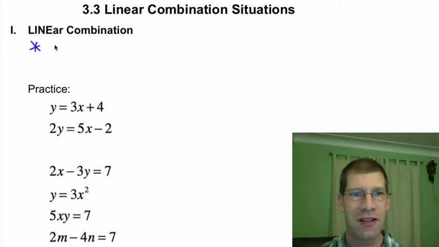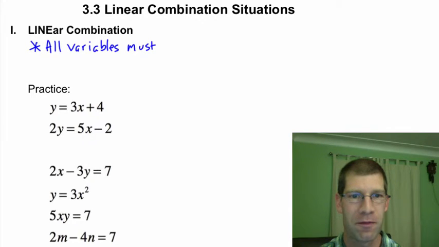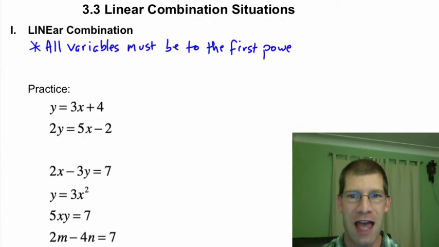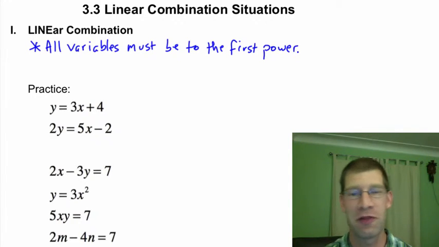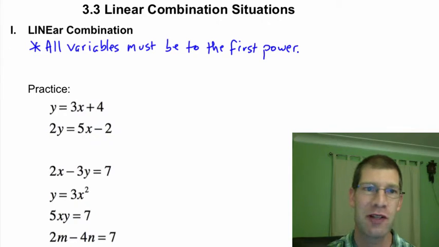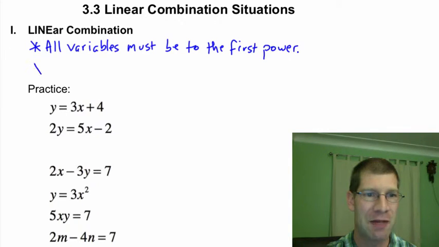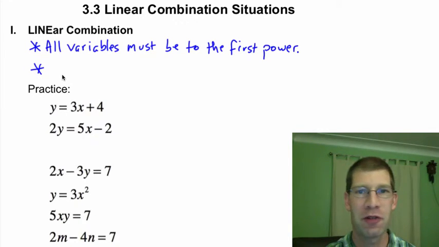And first thing is that all variables must be to the first power. So if you have like an x squared or a y to the third or square root of something, or to find out that square roots are actually exponents, you know it's not going to be a line. So all variables must be the first power.